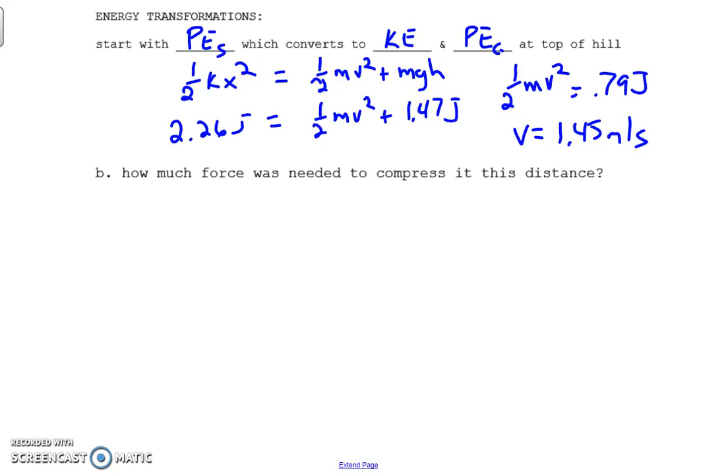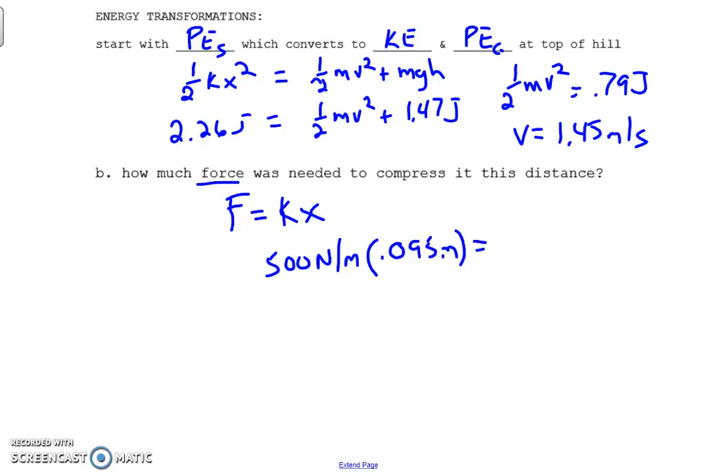Okay, then we can ask how much force was needed to compress it this distance. Since we're talking about force with the spring, the smartest way to approach this is not from an energy standpoint, but from a Hooke's law standpoint, where we know F equals K times x. Okay, so it's very simple. K was given as 500 newtons per meter, again, not newton meters, and this was compressed 0.095 meters.